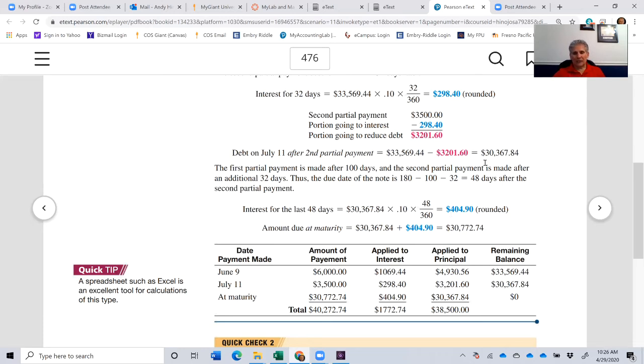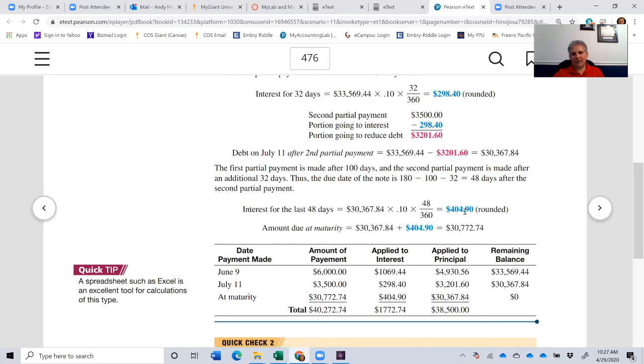So our balance at July 11th is $30,367.84. That's what we're starting off with. We're going to multiply that by 10%. And now we're going to multiply it by 48 days remaining divided by 360. Between July 11th and the end of the loan, she will accrue another $404.90. That's the interest that's going to be accrued for that period of time.